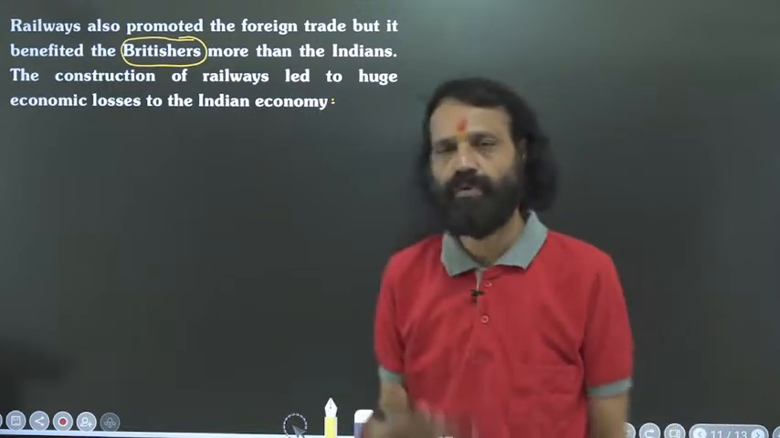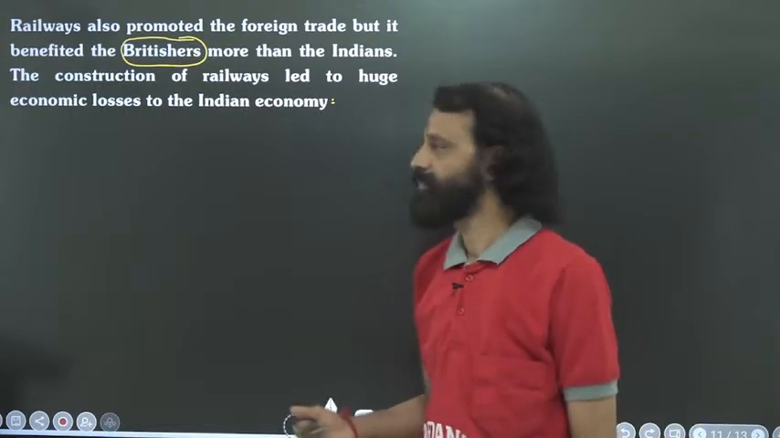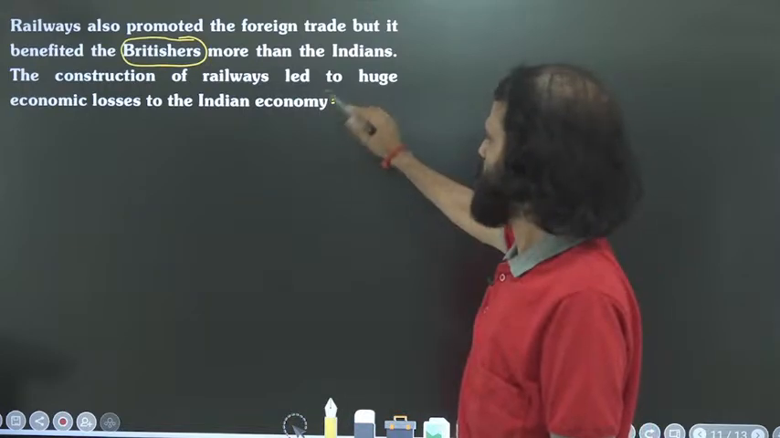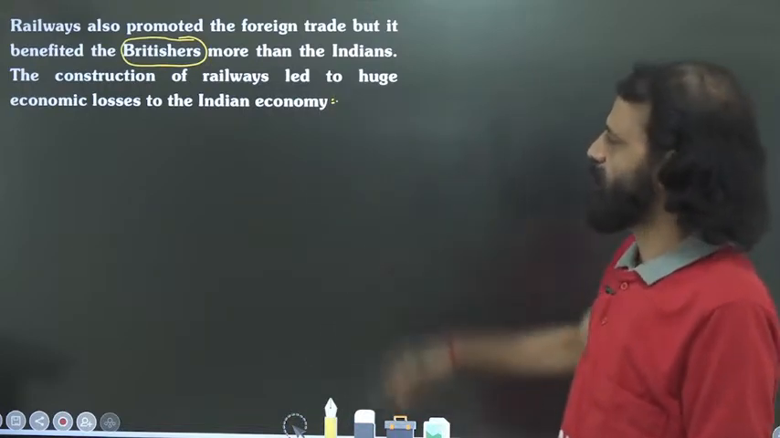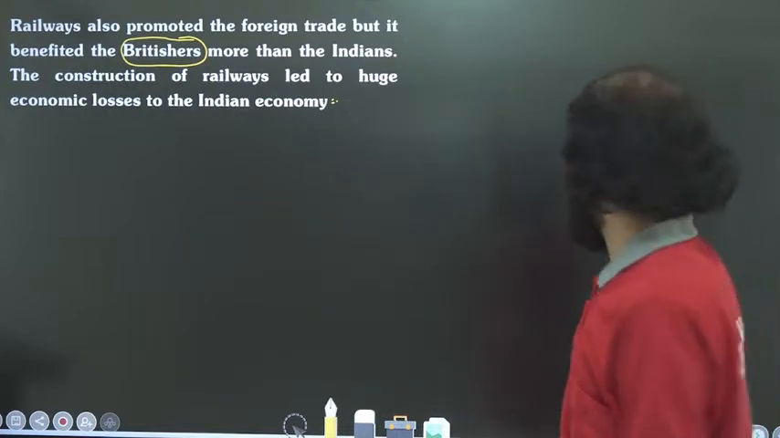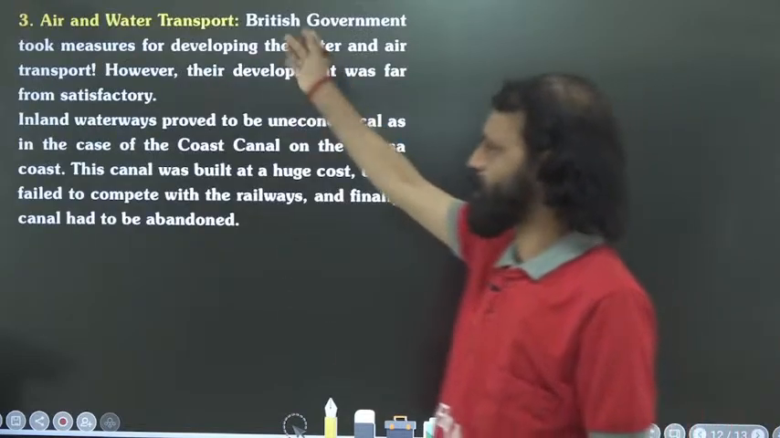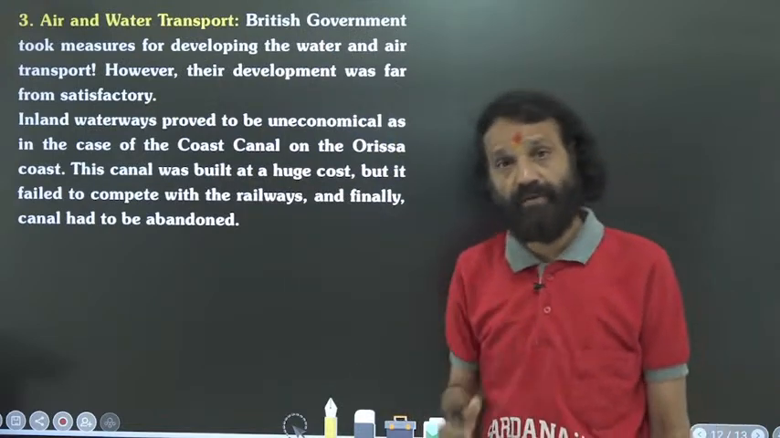We have the fourth largest railways in the world. So the construction of railways led to huge economic losses to the Indian economy. That is what they say. Then we can check air and water transport. The Britishers developed railways.